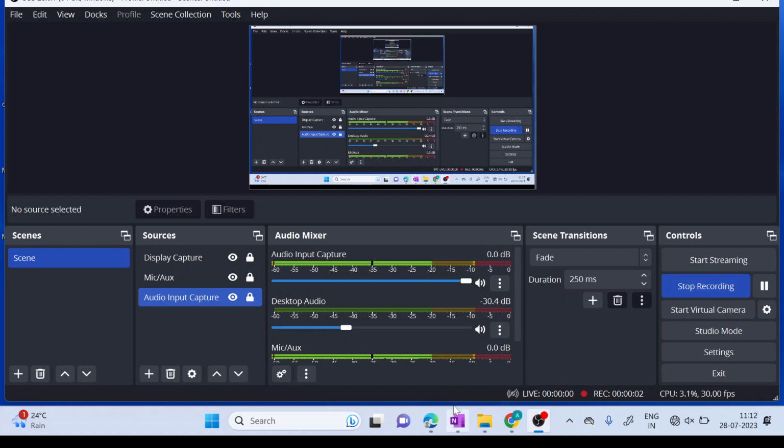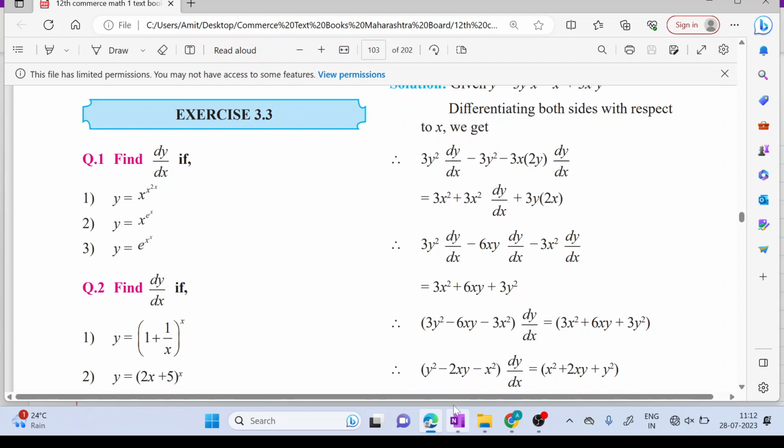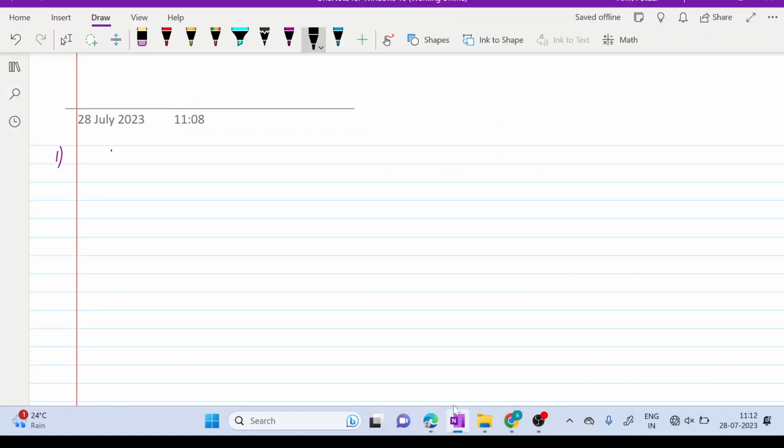So we did logarithmic differentiation yesterday. Let's continue with now exercise 3.3, and you have y is equal to x raised to 2x. So y is equal to x raised to 2x.